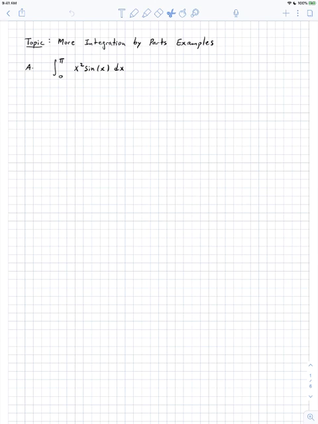In this video, we're going to do some examples using integration by parts to evaluate integrals, both definite integrals and indefinite integrals. So we're going to start with a definite integral. Now, if somebody gives you a definite integral and you want to use integration by parts, the first thing is usually just to ignore those limits of integration, at least temporarily.